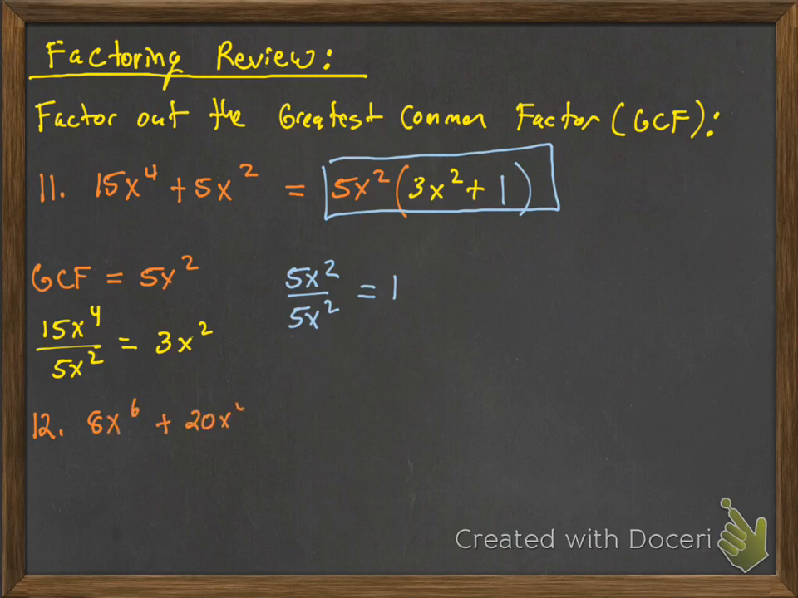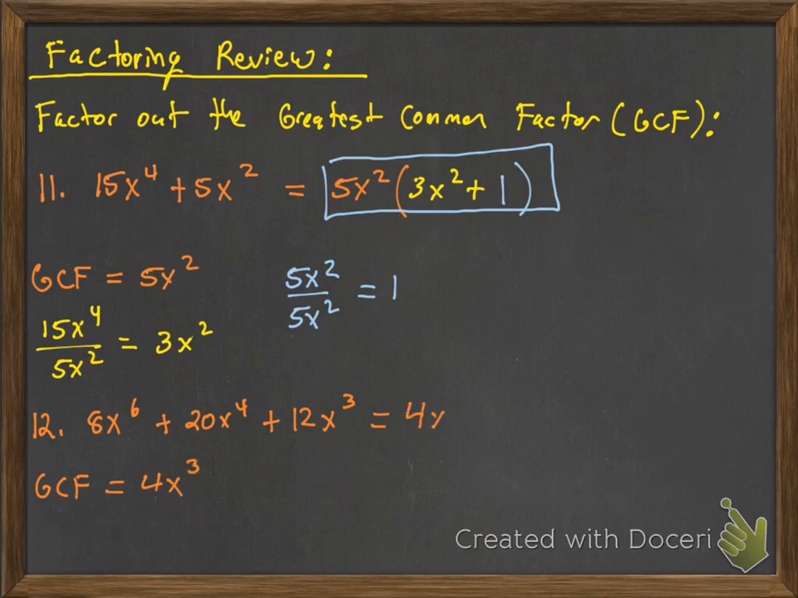8x to the 6th plus 20x to the 4th plus 12x to the 3rd. Okay, so the x's are x to the 6th, x to the 4th, and x to the 3rd. X to the 3rd is the most that they will all have in common. 2 definitely goes into all of them. 4 will go into all of them, and I think 4 is the largest for the numbers. 4 goes into 8, 4 goes into 20, 4 goes into 12. I don't think there's anything bigger than that. So that gives us a GCF of 4x cubed.